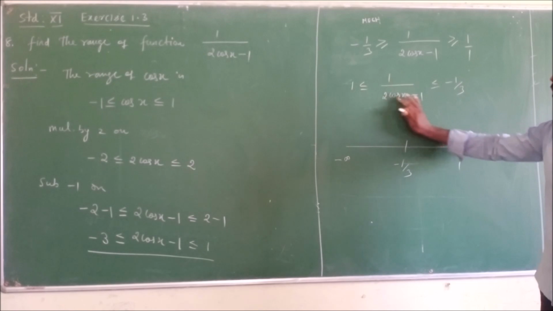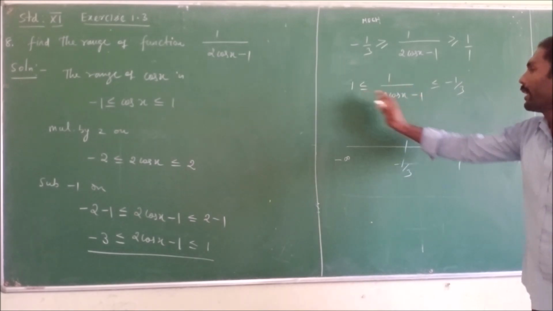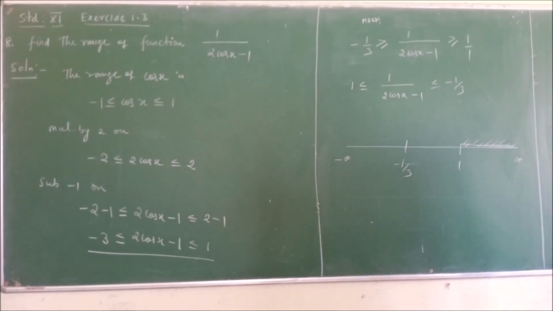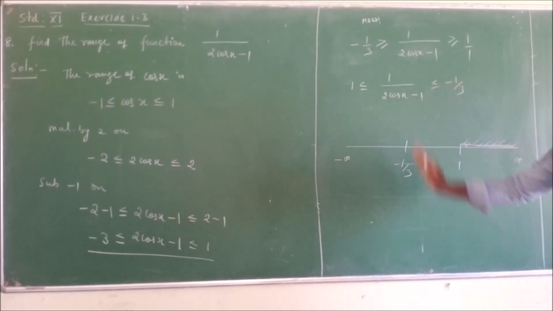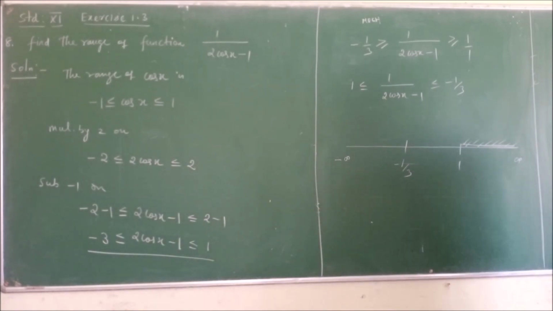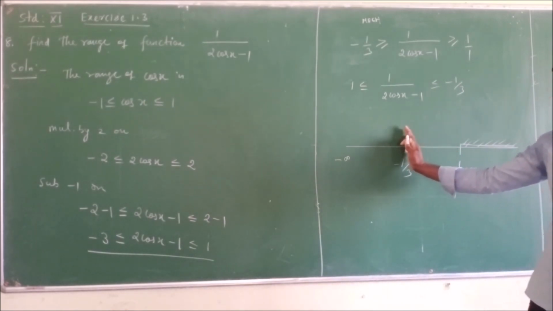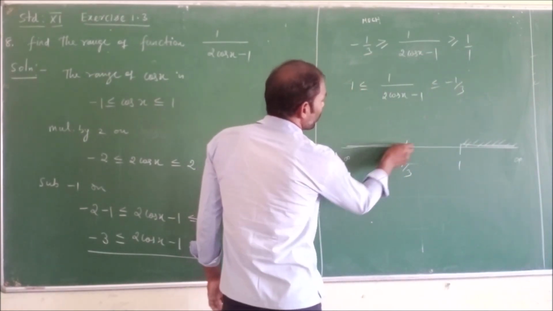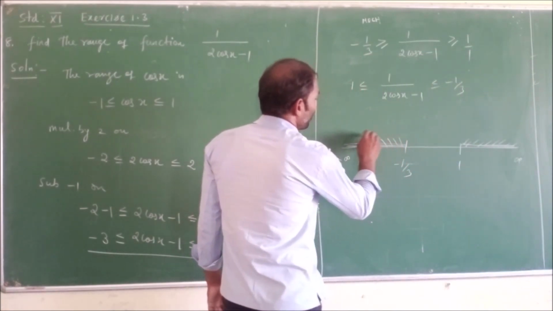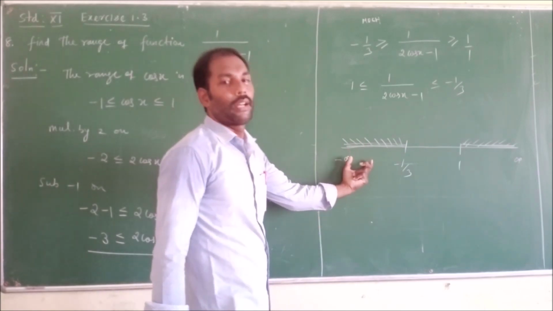f of x = 1/(cos 3x - 1) takes all values greater than or equal to 1. That means f of x takes values less than or equal to -1/3. So f of x takes values up to -1/3, and less than -1/3 means it takes all these values.